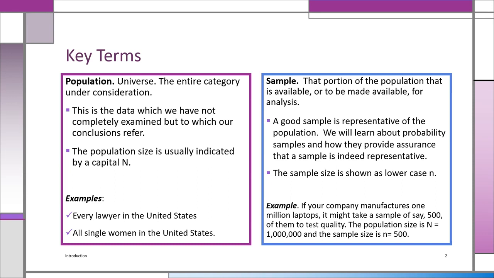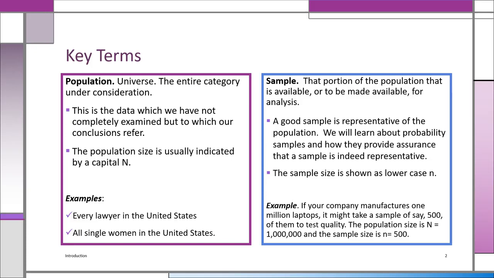So what do we do? The whole course is based on the idea that we take a sample, which is essentially a portion of the population. A good sample should be representative, or it's worthless. You want a representative sample, and that's why we're going to learn a little bit about probability samples and how they provide assurance that a sample is indeed representative. Now, when we're talking about a sample size, remember, it's a portion of the population. The sample size is shown with a lowercase n. Capital N, population; lowercase n, sample.